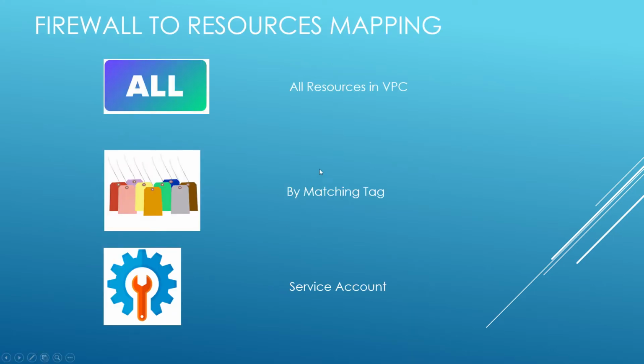Now, how do we associate the firewall rules to the resources in the VPC? The first option is you can associate any firewall rule to all the resources in the VPC. This is going to help if you want to enforce the rule across the VPC. One example, if you want to limit access to your VPC only to your data center, you can configure two firewall rules.